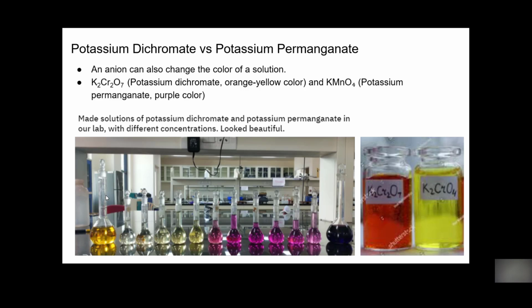So can anions. I found this color on Reddit. It's pretty. I like it. This is potassium dichromate versus potassium permanganate. So you see potassium is a cation, same cation, but different anions, and it gives you a different solution color. So you can see one is more orange or yellow in this picture, and the other one is purple. And you can see over here, this is potassium dichromate and potassium chromate, and you can see the color difference with these two.